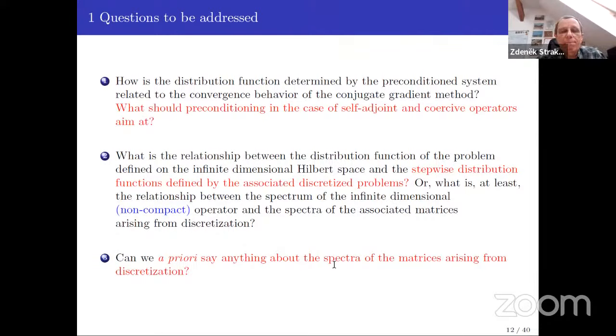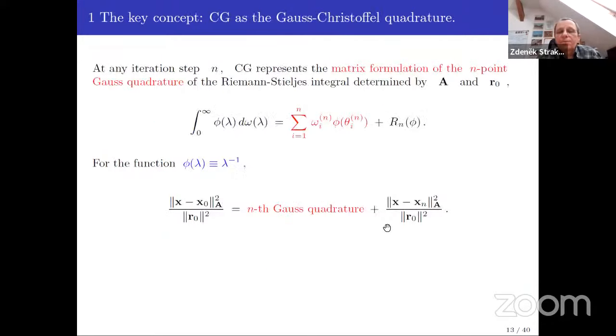Okay, and there will be a problem, and this problem I would call the wall between compact and non-compact operators. And lastly, is there any way, for a given class of problems, or a generalized class of problems beyond the model problem, to get anything about the spectra of the matrices arising from discretization a priori, without doing any computations? So without computing the spectra of the matrices. These are the questions that are in front of us.